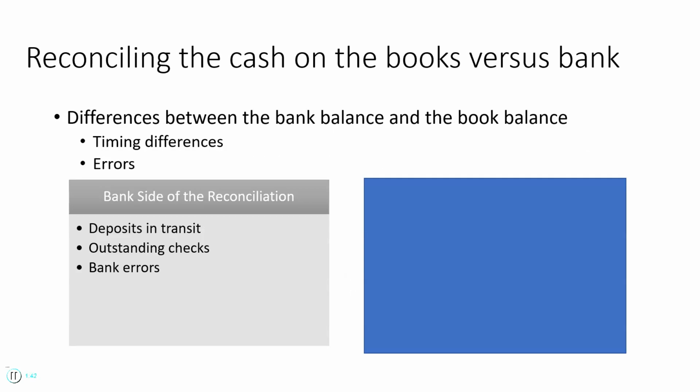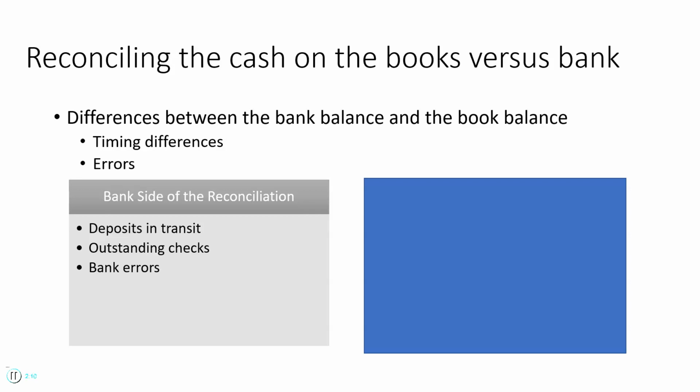For the bank side, normally you'll have deposits in transit. These are deposits that are made by a company but have not been recorded by the bank. Usually this is end of month activity, where the bank cuts off before the books do. The bank may cut off on the 28th, the books cut off on the 31st, so you'll have deposits that were made but will not be reflected in the bank statement.